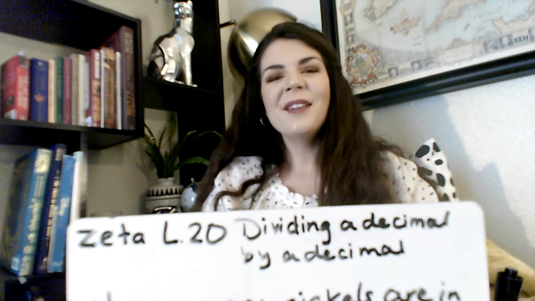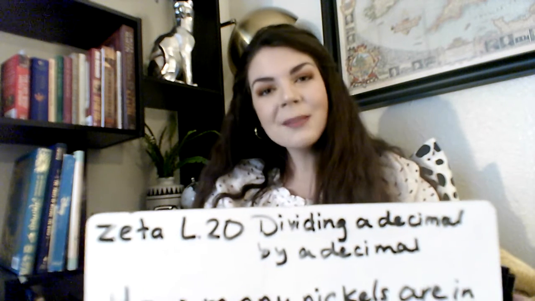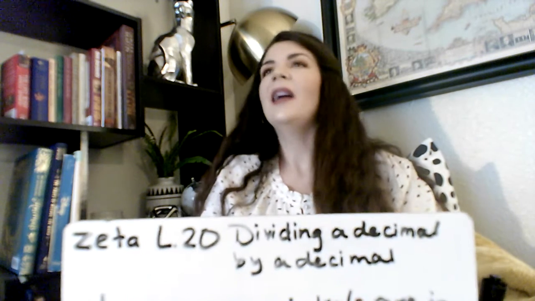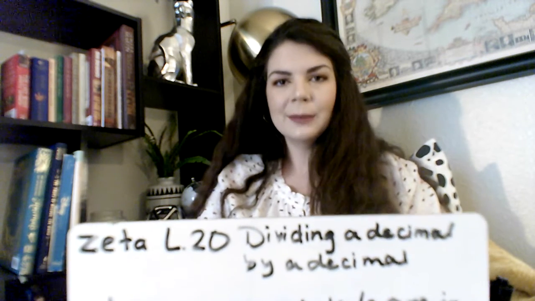Hello everyone! Today we're doing Zeta lesson 20, dividing a decimal by a decimal. So we've been dividing whole numbers by decimals. We've divided whole numbers by whole numbers. Now we're going to do it all the way, decimals by decimals. It's not that much different from what we've already done. No sweat. You guys have been through the ringer already, and it's not that much harder, trust me.